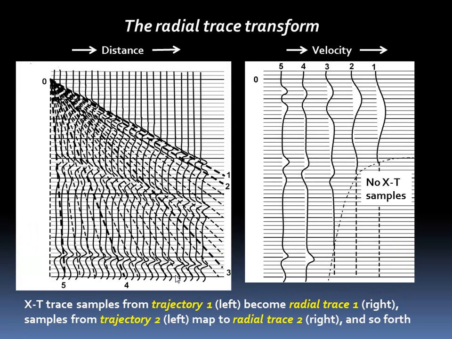Now, I want to make sure that you understand the radial trace transform. This was a concept introduced by Claerbout many years ago. He basically introduced it for use in migration. If you transform your data into the radial trace domain and sort them off according to velocity, it turns out that there's certain kinds of migration that are much easier to perform in that domain. And Shell was one of the first to actually make use of that in some of their migration software some years ago.